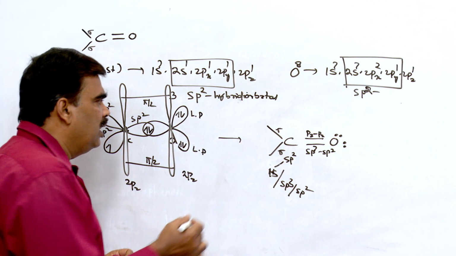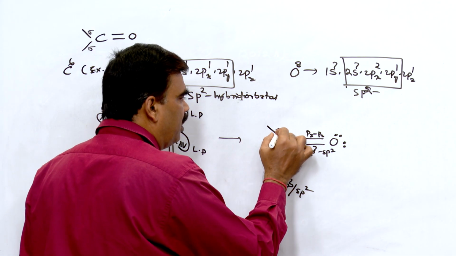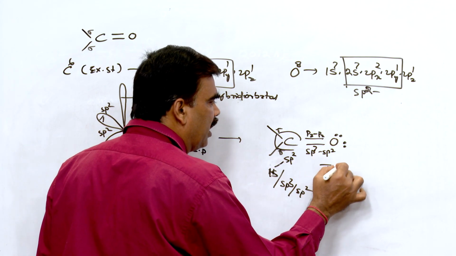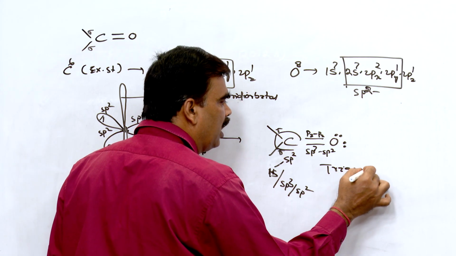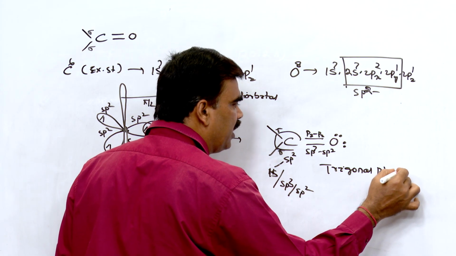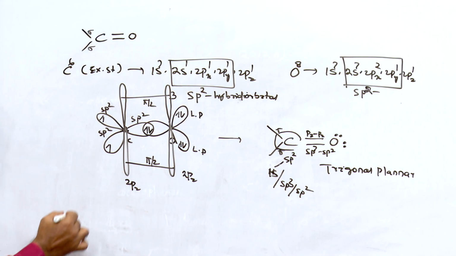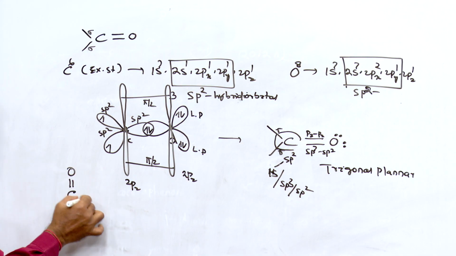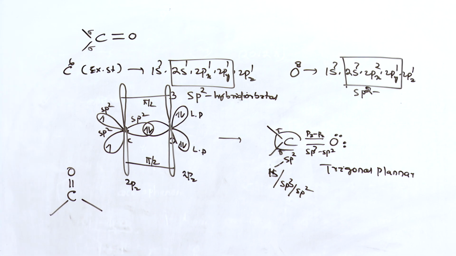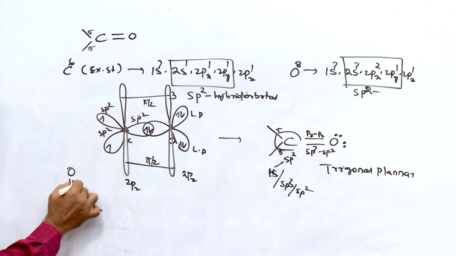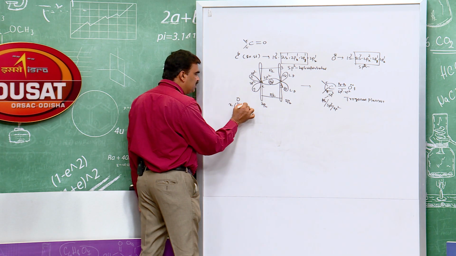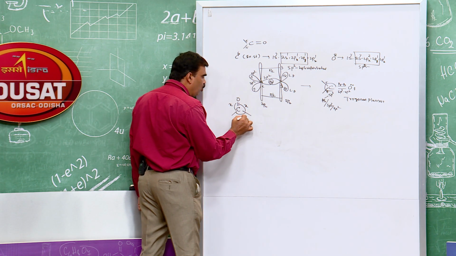So, that means the shape is trigonal planar. It is called trigonal planar, right? And about the bond angle, you see C double bond O. What about the bond angle? The bond angle is supposed to be 120 degree. Suppose this is bond angle X, this is bond angle X, this is bond angle Y.